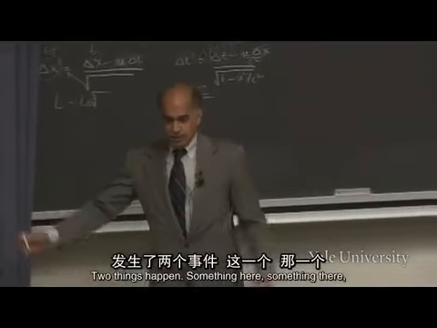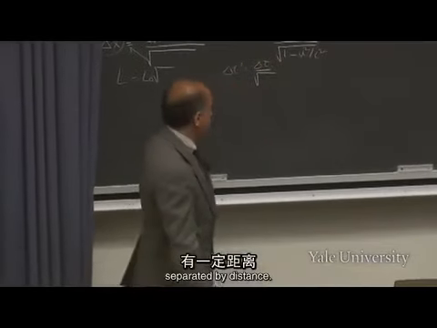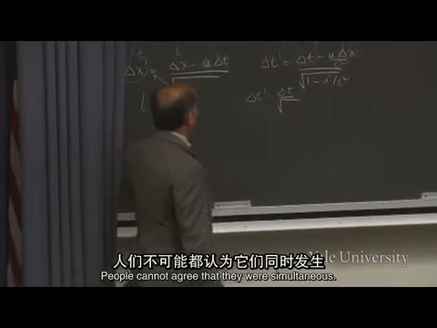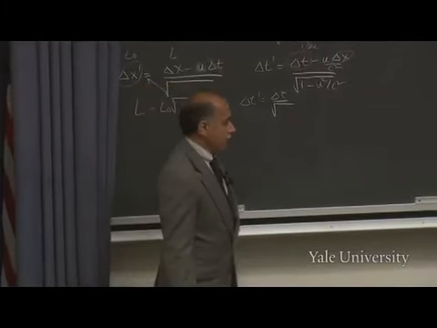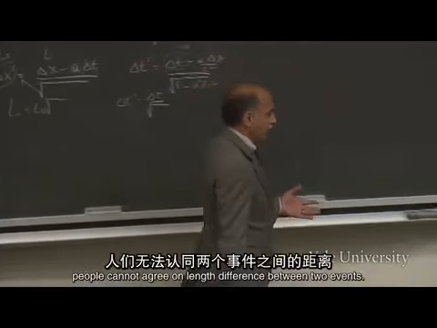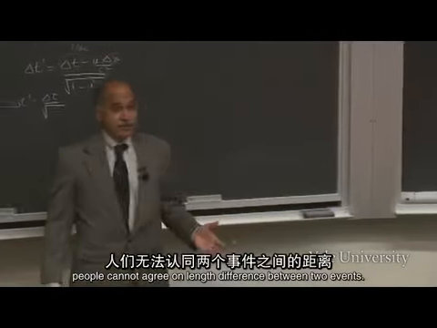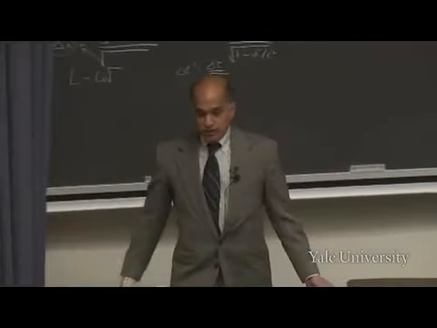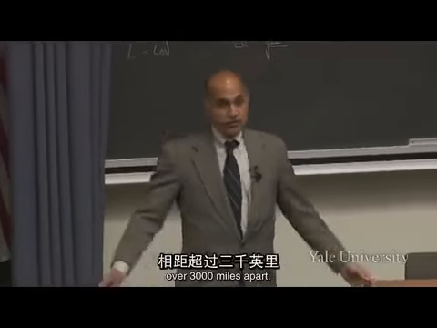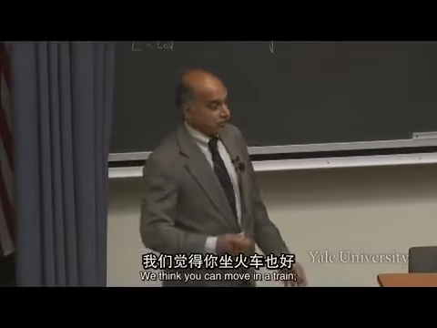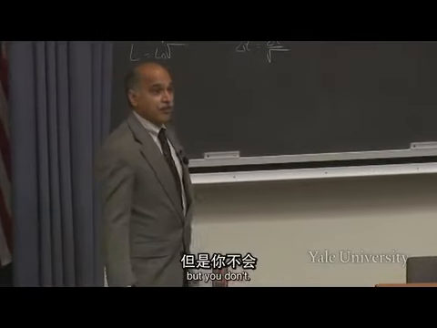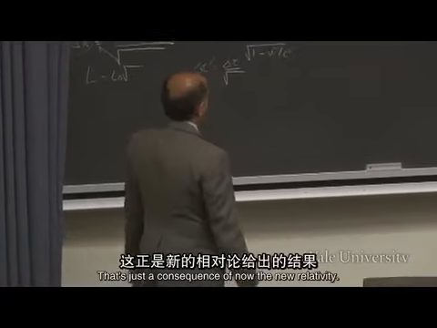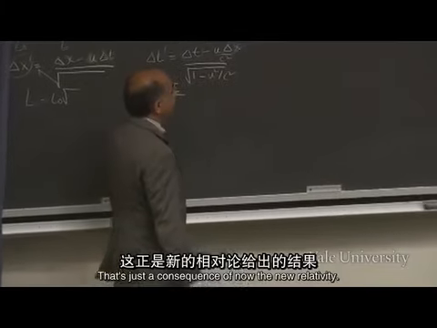Two things happen, something here, something there, separated by distance. People cannot agree that they were simultaneous. Now you got to say, very surprising, people cannot agree on length difference between two events. For example, New York and Los Angeles are 3,000 miles apart. We think you can move in a train, you can move in a plane. You all have to agree on the separation, but you don't. That's just a consequence of now the new relativity.